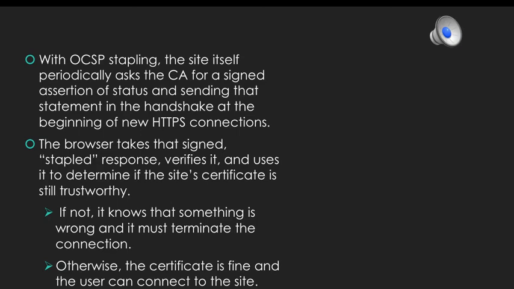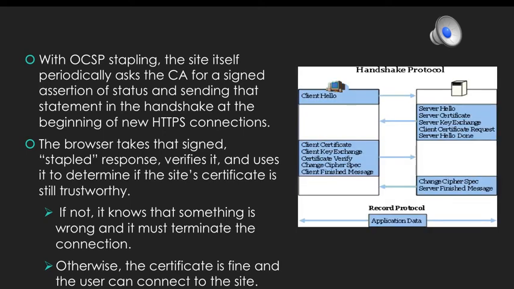A website owner is granted a certificate from an authorized CA after an investigation on the website owner to ensure that the business is legitimate. The browser periodically asks the CA for a signed assertion of the status of the certificate at the beginning of a new HTTPS connection. Depending on the outcome, the connection is either granted or terminated.